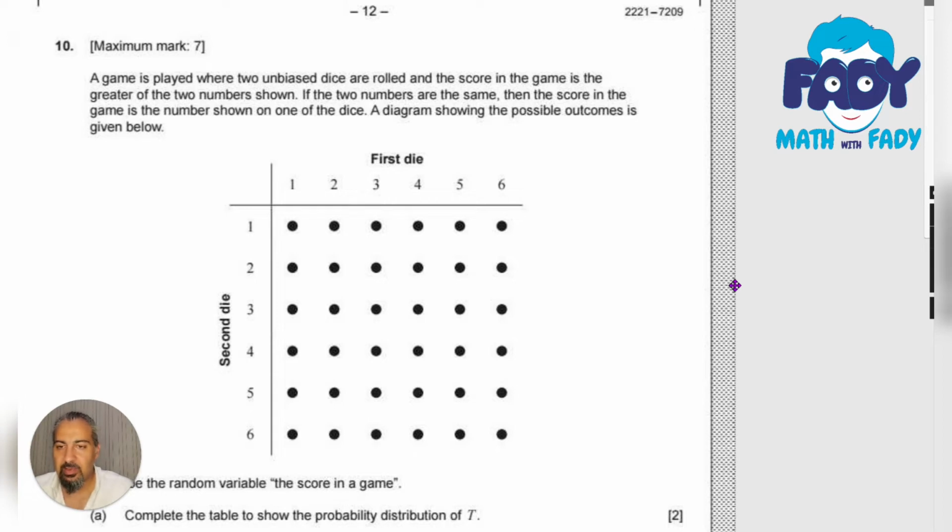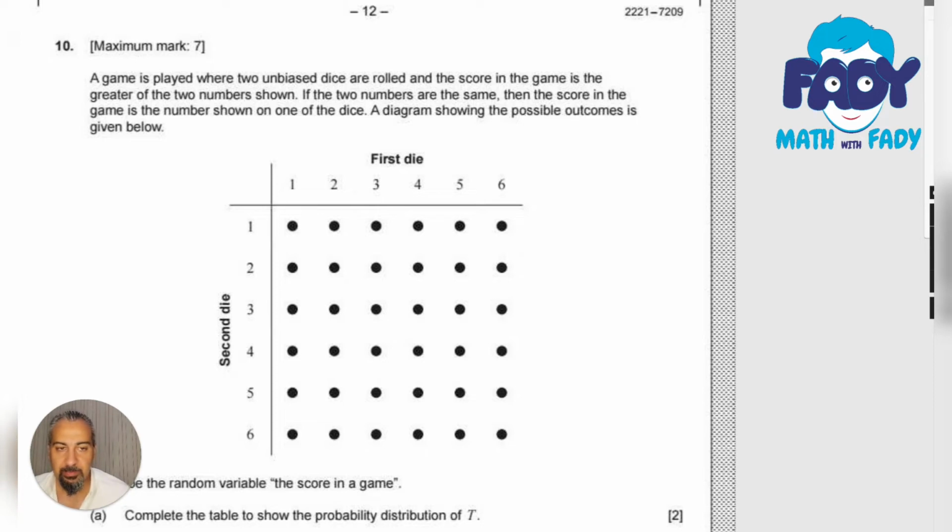A game is played where two unbiased dice are rolled and the score in the game is the greater of the two numbers shown. So we will roll two dice and we will receive the greater one. This is the score. If the two numbers are the same, then the score is the number shown on one of the dice. A diagram showing possible outcomes is given below.